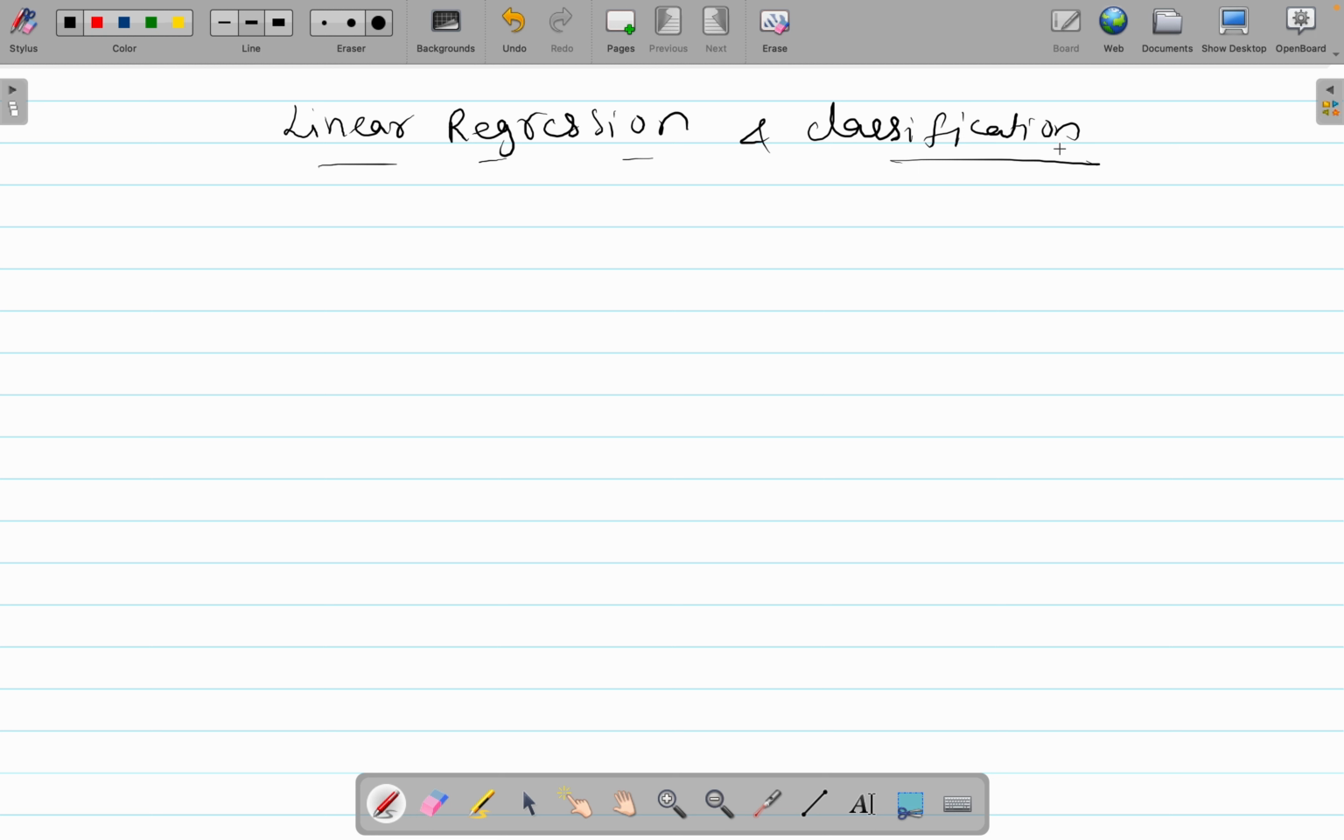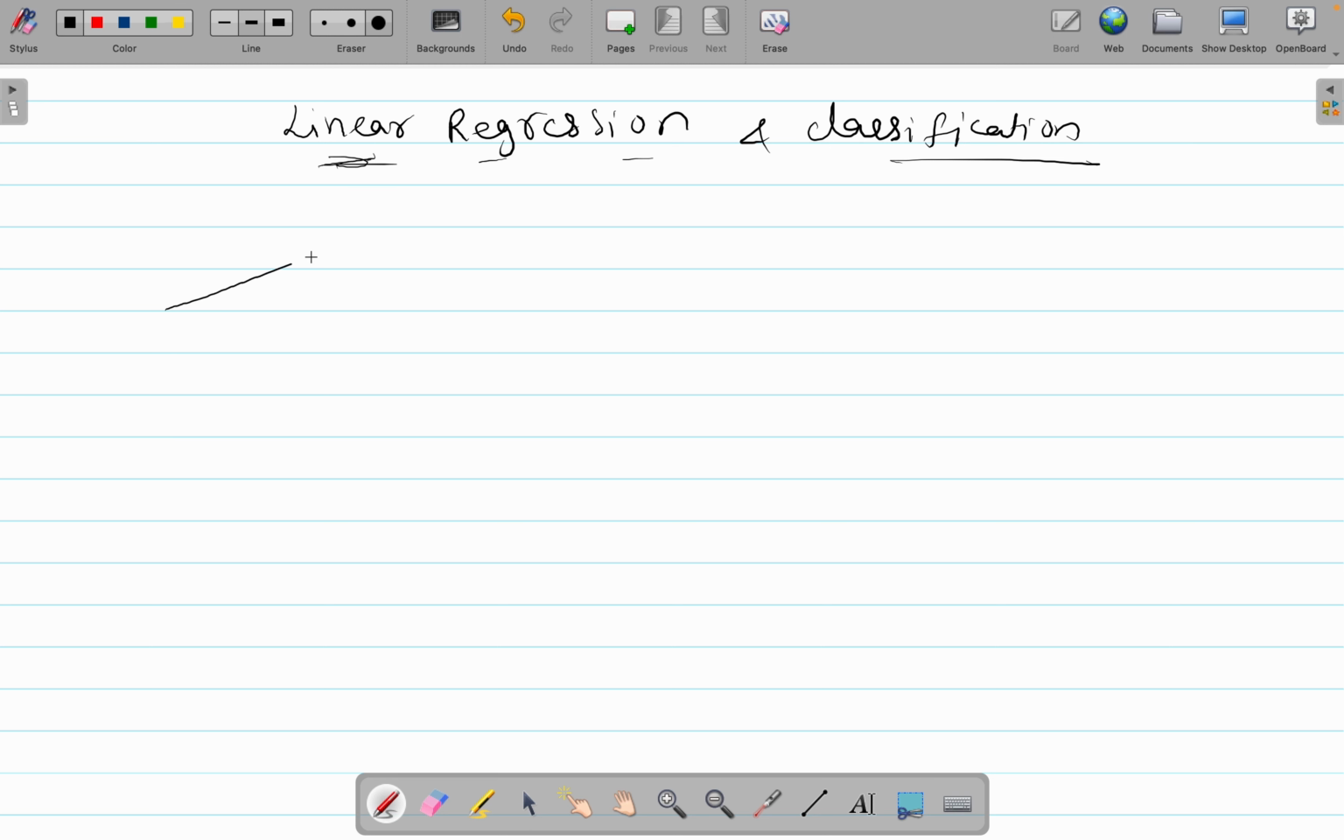So what is linear regression? First thing is the linear. Linear means it is linear. First thing is that it's a linear function.